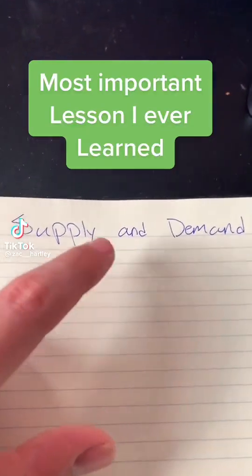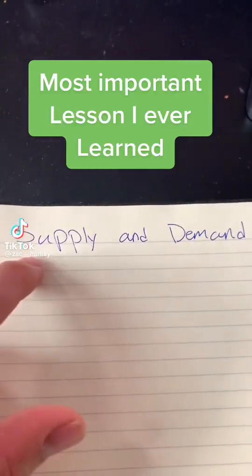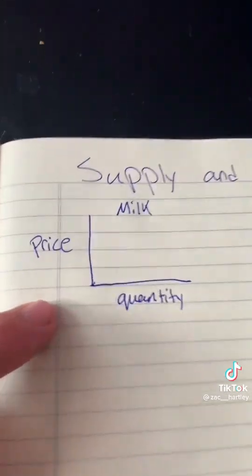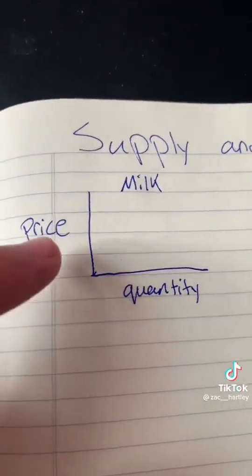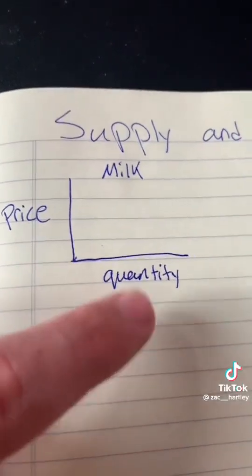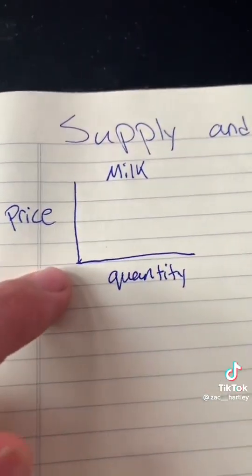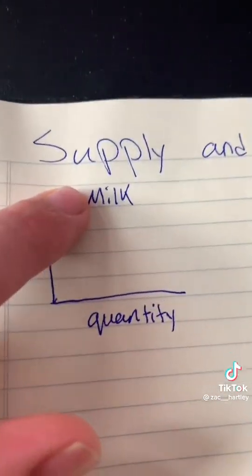Here's the most important economics lesson you are ever going to learn, and it's all about supply and demand. Okay, so here's what the supply and demand chart looks like. We've got price on the vertical axis, we've got quantity on the horizontal axis, and for this example, we're going to be talking about milk.